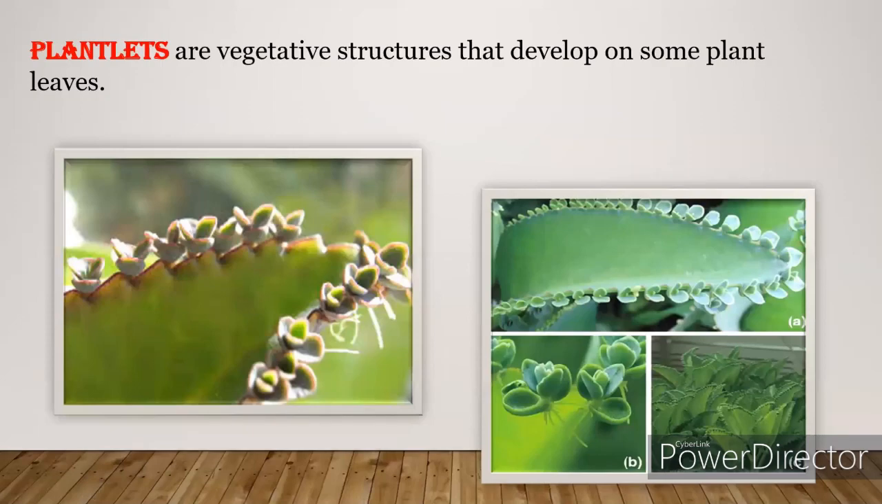Then the next one is plantlets. Plantlets are vegetative structures that develop on some plant leaves. These miniature young plants arise from the meristem tissue located along the leaf margin. This is the leaf and this is the leaf margin. At maturity, the plantlet develops roots and drops from the leaves. They take root in the soil to form new plants. An example of a plant that propagates in this manner is the kalanchoe.